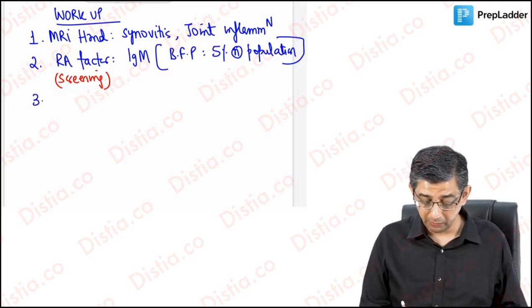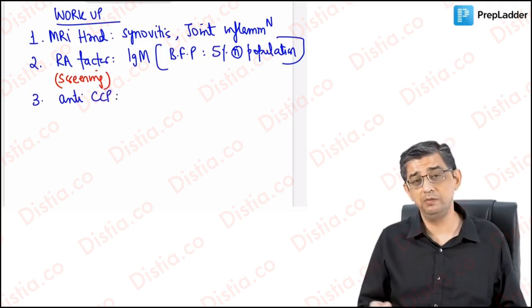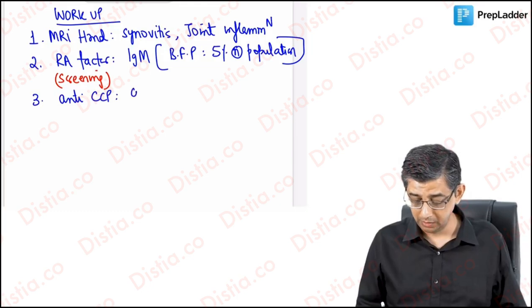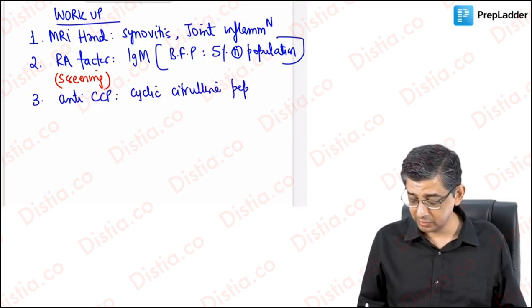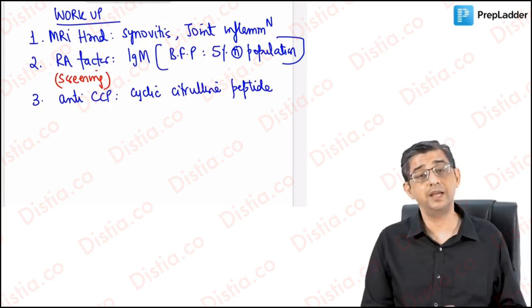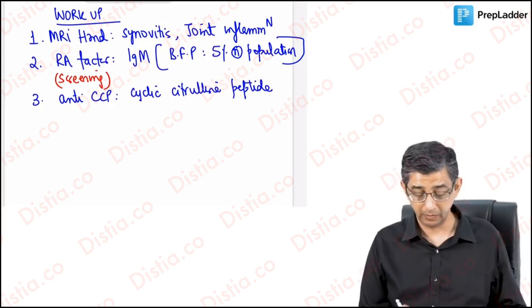The antibody that will be more accurate for diagnosis of this condition is anti-CCP. We can measure the titers also. Let's write down and practice the full form. It's always a good idea to practice the full forms of all the topics that you study. So I'm talking about anti-CCP, that is cyclic citrullinated peptide antibody.